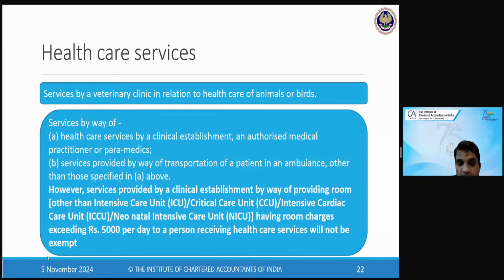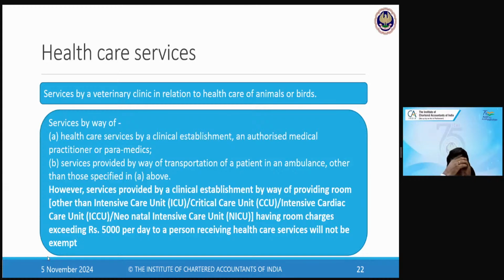Why is it not taxable? Any healthcare services by a clinical establishment are fine. The provision says that services provided by a clinical establishment by way of providing a room other than an ICU, CCU, or intensive cardiac care unit, where the room charges are more than 5,000 rupees, GST is applicable. There is no limit for ICU, CCU, or NICU because the patient is already there. And if you're charging higher fees and you say I'll charge GST also on that, the patient will get a heart attack there itself.